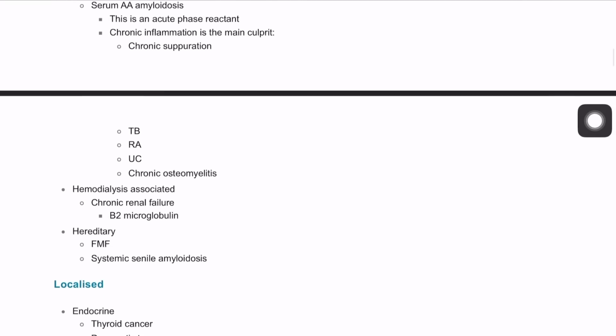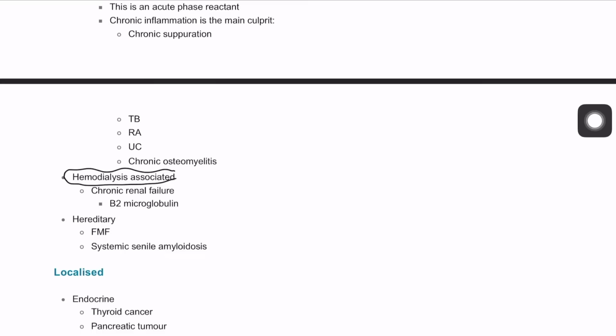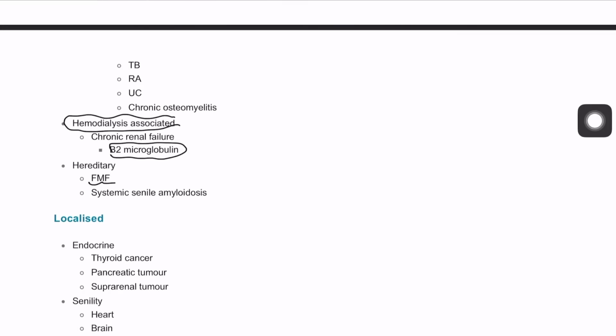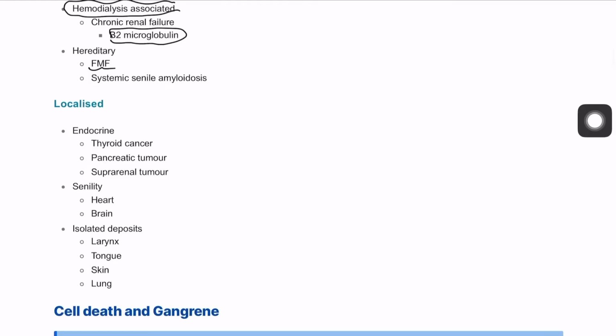It could also be related to hemodialysis in chronic renal failure, which is beta 2 microglobulin, and it could be familial, like familial Mediterranean fever. And for the localized type, we mentioned the senile forms and so on.